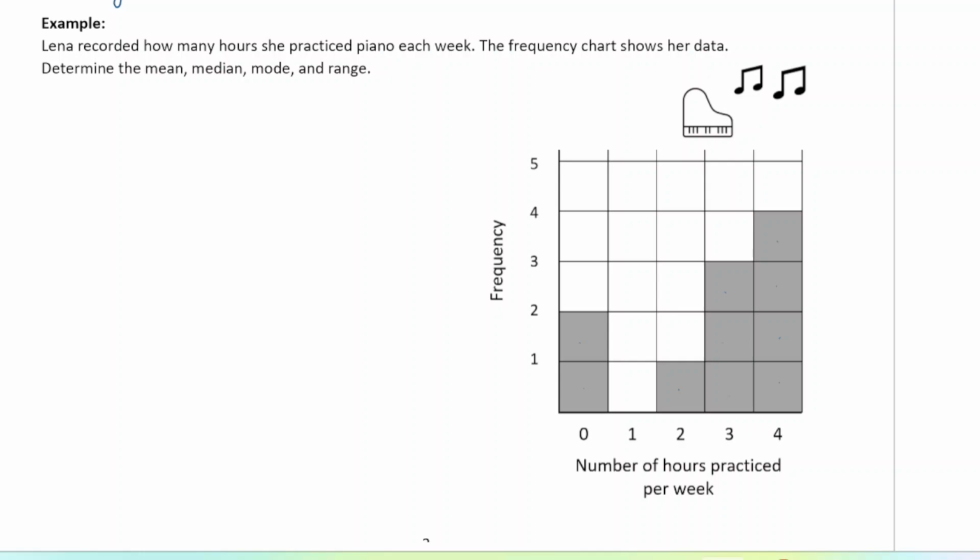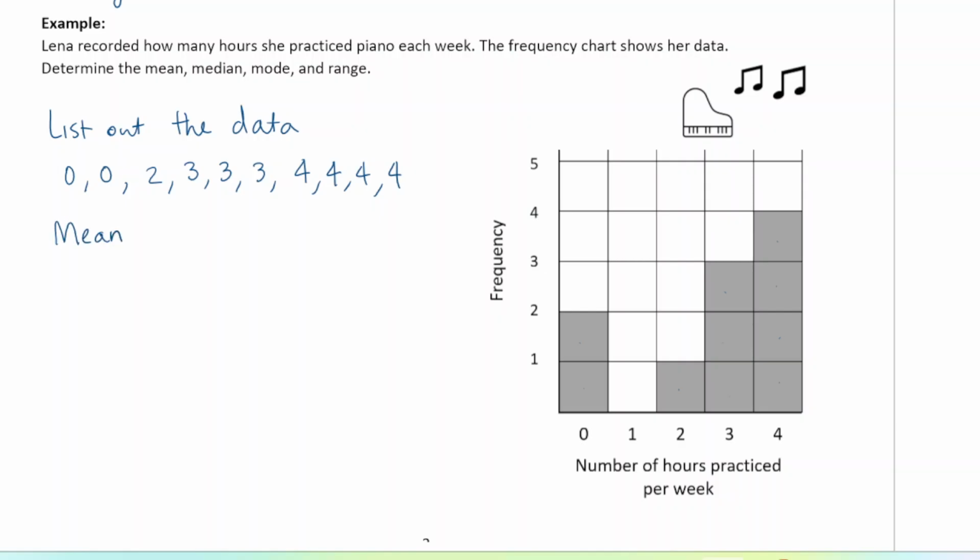So first thing we're going to do here is just list out the data, because that'll help us find the median and the mode. So the data points are 0, 0, 2, 3, 3, 3, 4, 4, 4, 4. So there's 1, 2, 3, 4, 5, 6, 7, 8, 9, 10 weeks recorded here. Okay, so let's find the mean, median, mode, and range. You might want to pause the video here and see if you can do this yourself, or you can do it along with me.